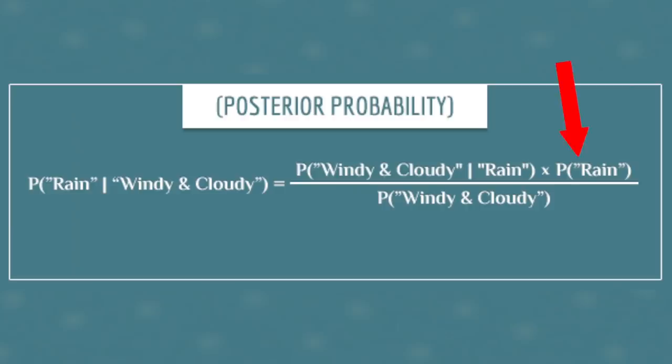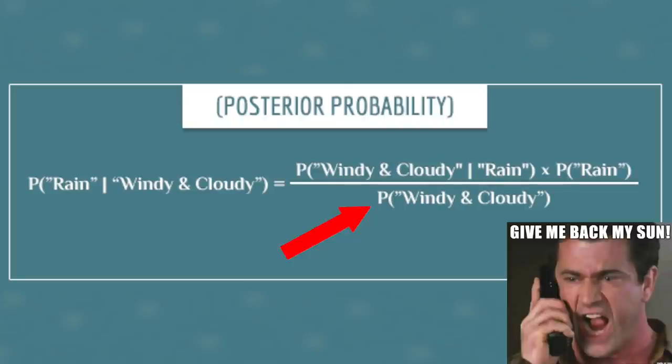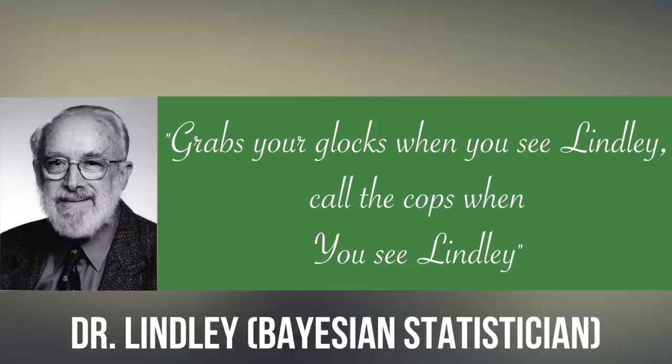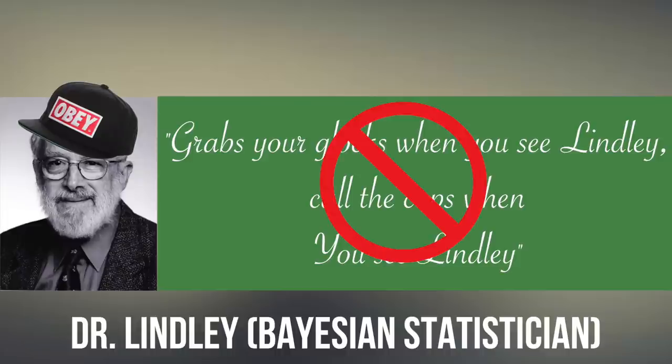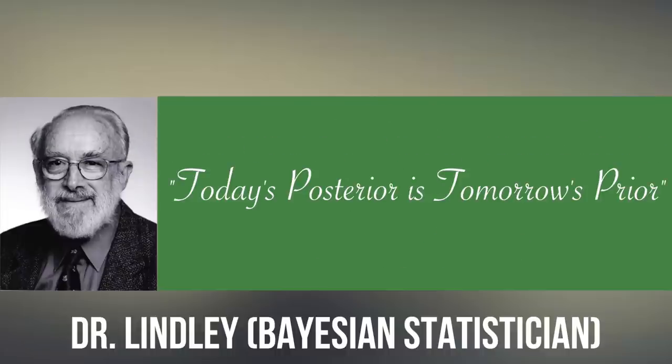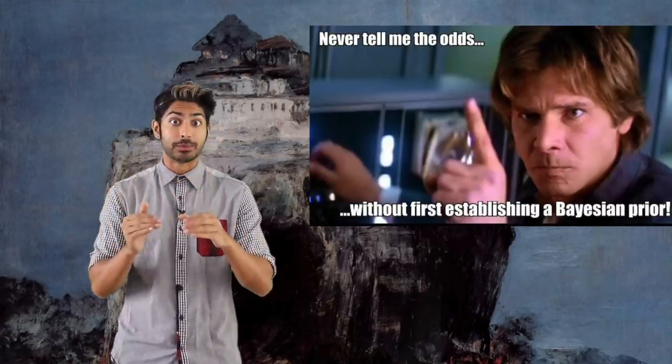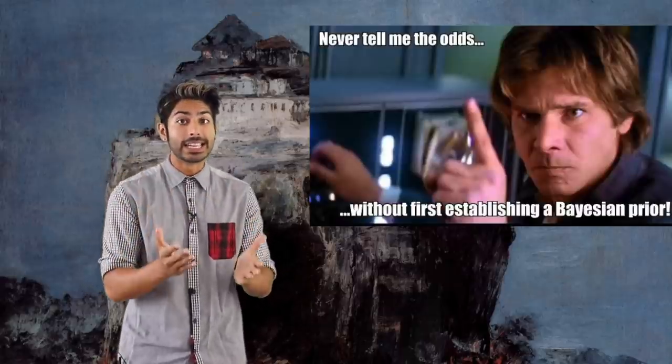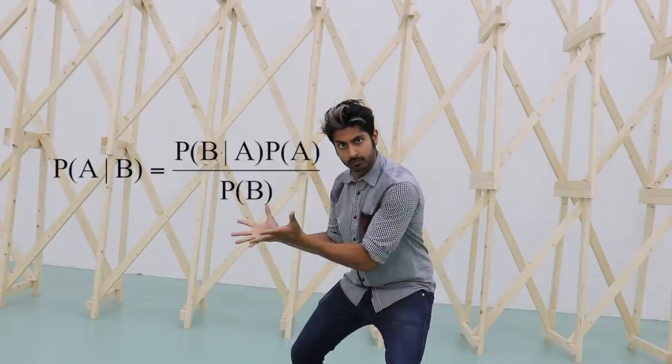We started with a prior, and now we have new information that we can use to more accurately re-estimate the same probability. As the Bayesian statistician Lindley once put it, today's posterior is tomorrow's prior. We can use this theorem to update probability in light of new knowledge.